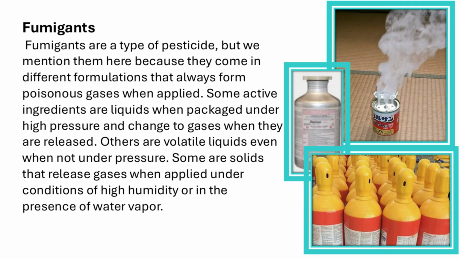Fumigants are a type of pesticide, but we mention them here because they come in different formulations that always form poisonous gases when applied. Some active ingredients are liquids when packaged under high pressure and change to gases when they are released. Others are volatile liquids even when not under pressure. Some are solids that release gases when applied under conditions of high humidity or in the presence of water vapor.